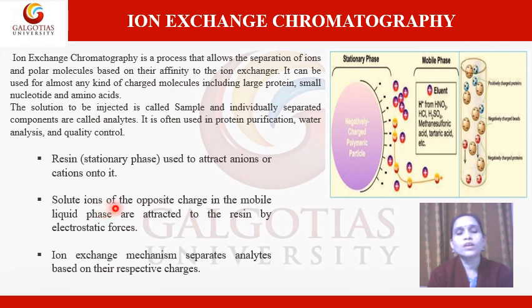The solute ions of the opposite charge in the mobile liquid phase are attracted to the resin by electrostatic forces. Then the ion exchange mechanism separates the analytes based on their respective charges. Here you see the resin is a negatively charged polymeric particle, so it will attract the cations towards itself, and the eluent used here is positively charged. So here the mobile phase is positively charged.